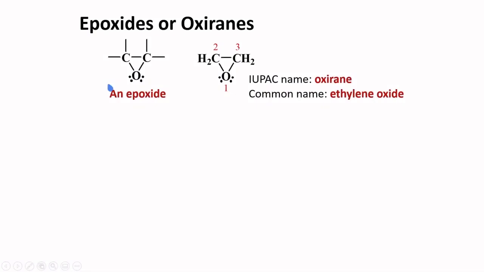An epoxide contains a three-membered ring, one component of which is oxygen. A prototypical epoxide is this one. The IUPAC name is oxirane, and the common name is ethylene oxide. Again, numbering starts from the heteroatom, which is oxygen, and other substituents, if there are any, will be located accordingly.